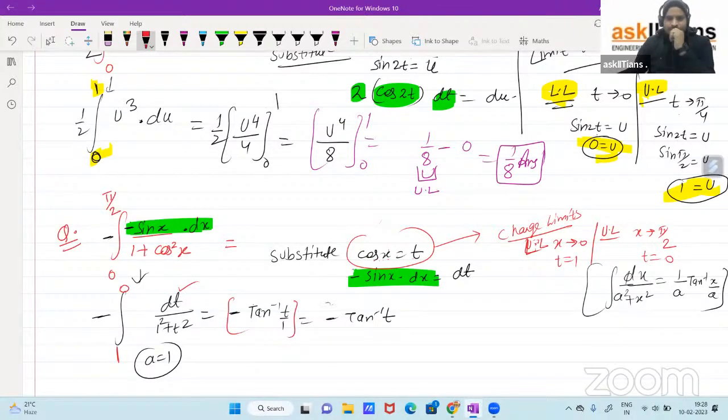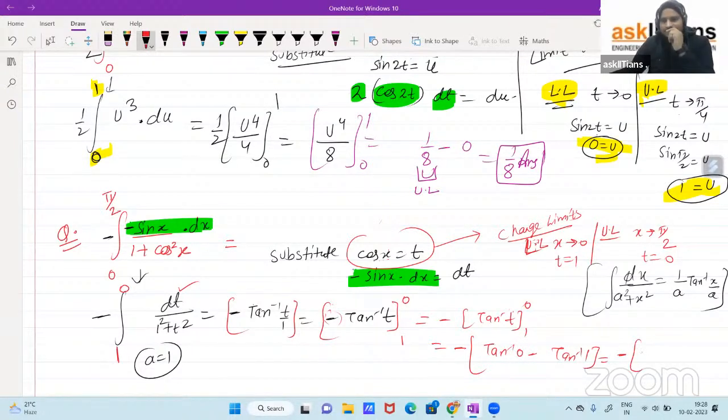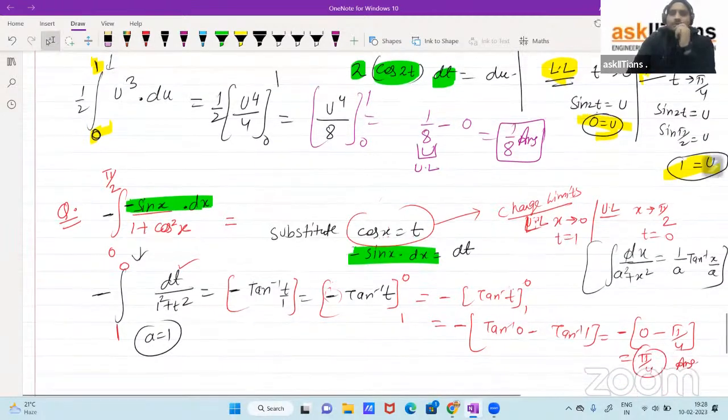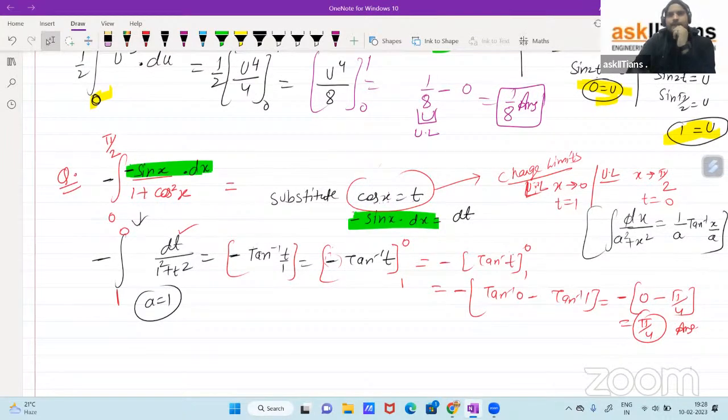Clear? So it will be from 1 to 0. This minus you can extract outside. Then tan inverse t with limits from 1 to 0. Now minus, upper limit substitution tan inverse 0, minus lower limit substitution tan inverse 1. So basically you are getting minus of tan inverse 0 is 0, minus tan inverse 1 is pi by 4, so you are getting pi by 4. Tan inverse 1 is pi by 4 because tan pi by 4 is 1. Note it fast.